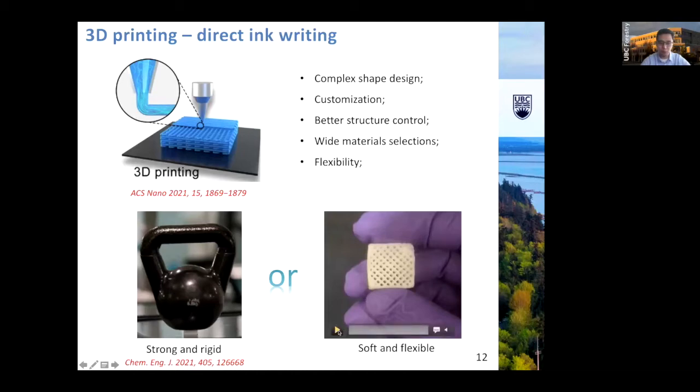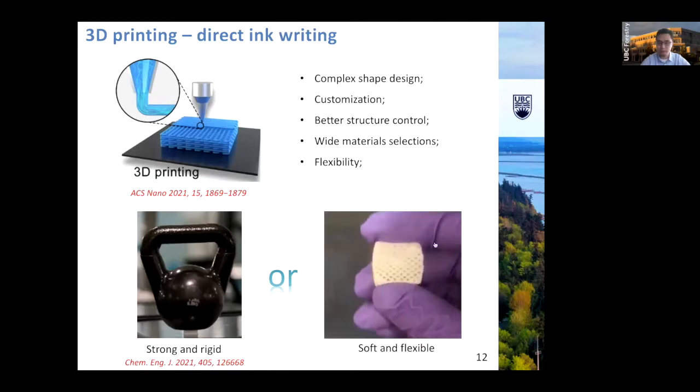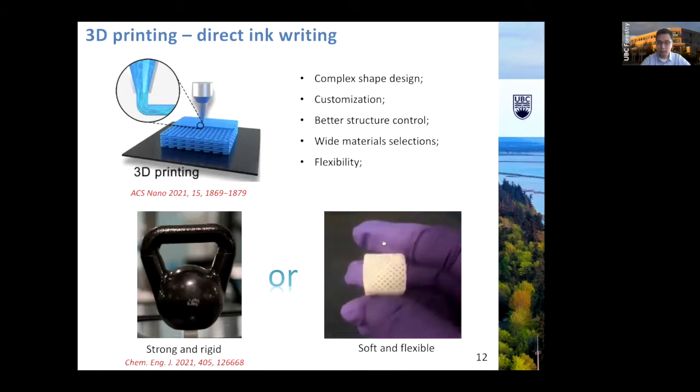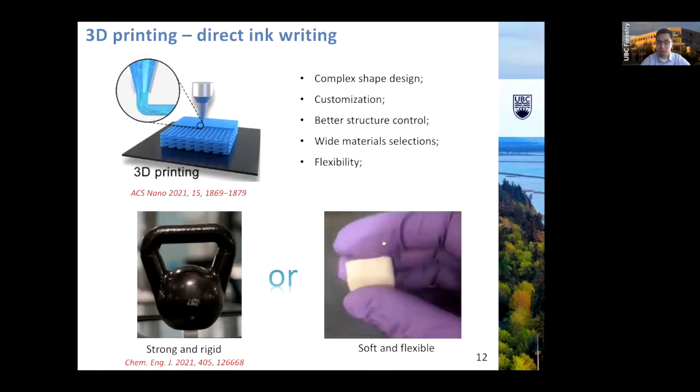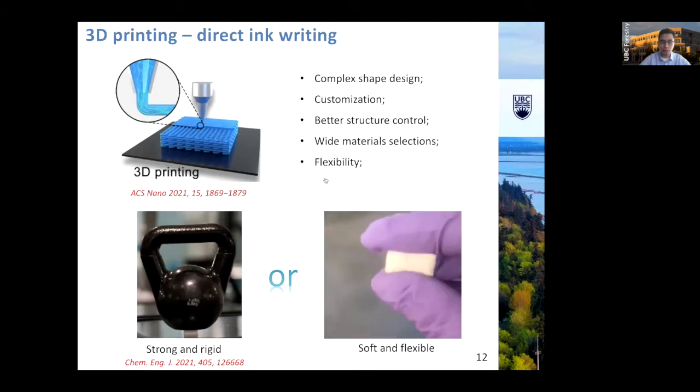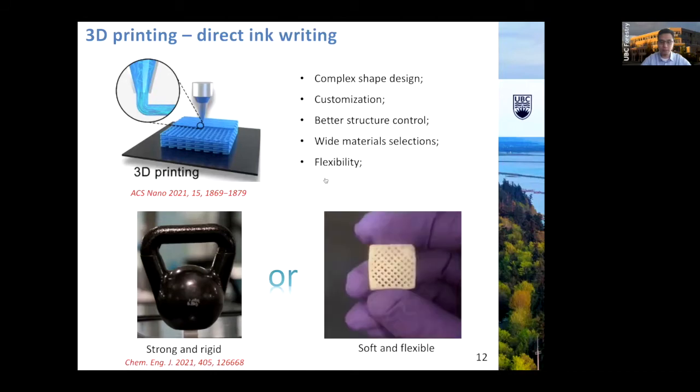And also, can we do soft and flexible material? Yes, we can, as you see here. This is also cellulose material. We can turn the cellulose material into a soft and flexible one. As you can see, it shows very fast recovery after squeezing, both in-plane and out-of-plane squeezing. So I'm going to walk you through the design of these 3D printing examples.